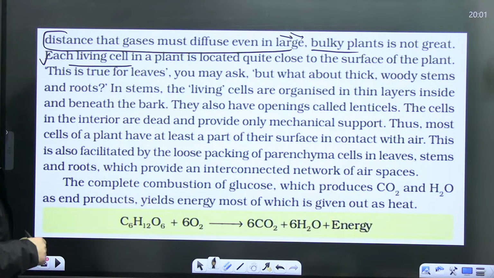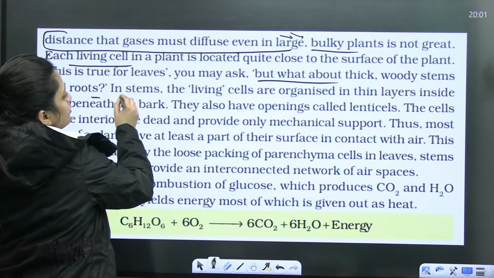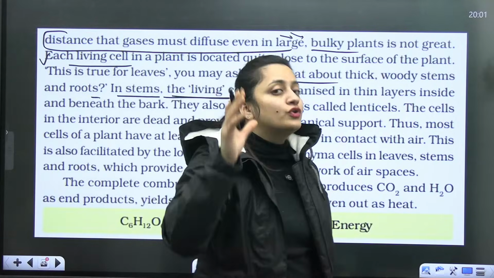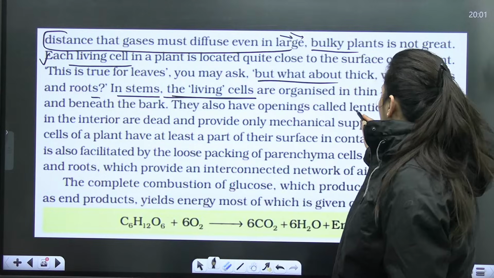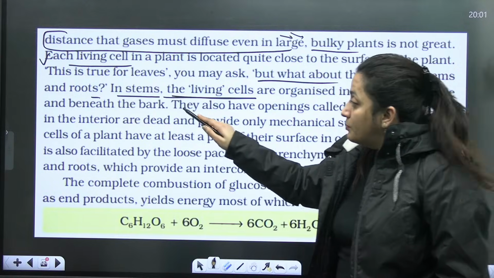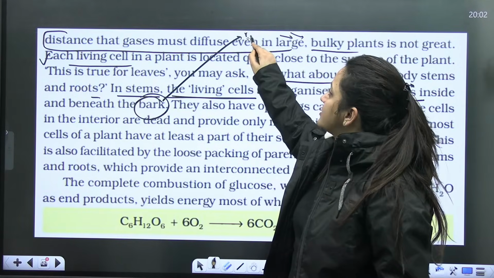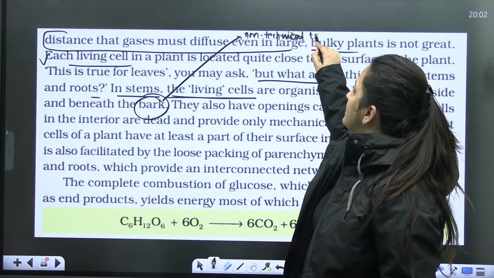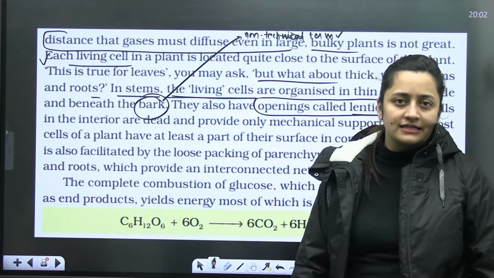Now here they are also asking, what about the thick woody stems and roots? In stems, living cells are organized in thin layers. We used to read it in anatomy, though it is now deleted from your syllabus. There are thin layers inside and beneath the bark. Bark is a non-technical term. Am I clear? So they have openings, which we call lenticels.